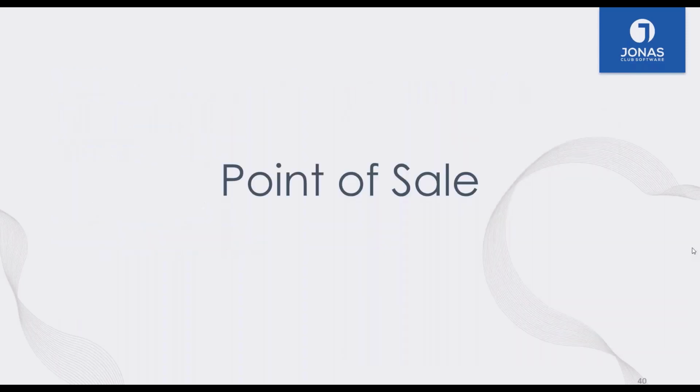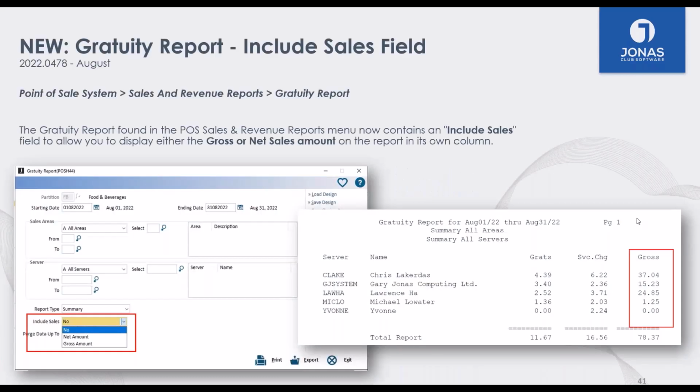Next up is point of sale. So there's a few new features here on the point of sale side. The first one has to do with the gratuity report. So we've always had a gratuity report in Jonas, and you all can run this at any point in time. And on that report, we show you what the gratuities are for the day, as well as service charges if you do both or one or the other. But now we've made it so that you can include all the sales as well for that day. And whether it's the gross sales or the net sales, that's completely up to you, but you absolutely can include sales now on the same report.